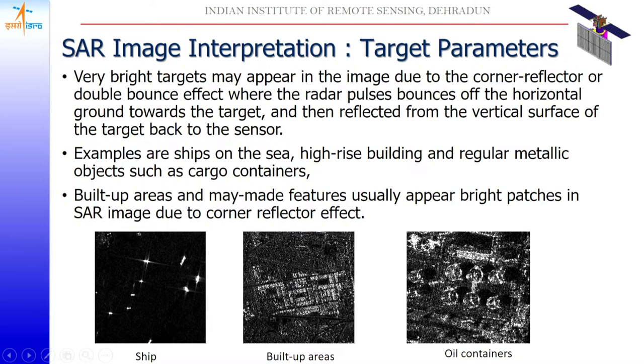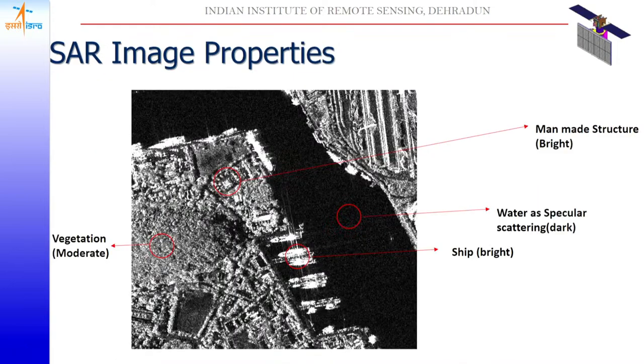Here you can see the oil containers appearing in brighter tones. So this is typically the SAR image. You can see this is the ocean, and these are ships appearing as bright tones, and the water body is appearing darker due to specular scattering. Here are some very bright returns, which are due to the man-made targets.